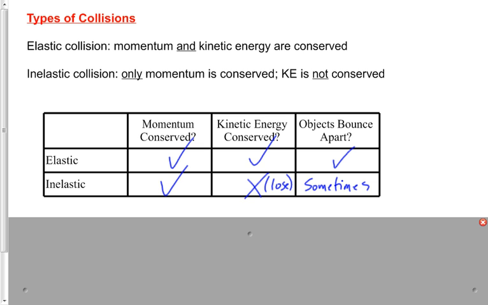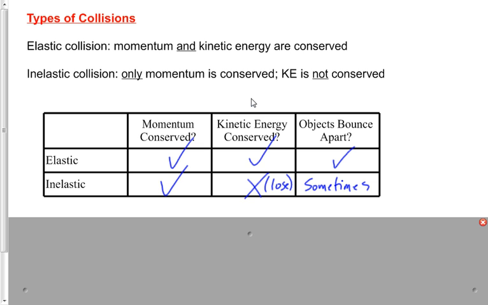What we mean by that is this. Two objects hit each other, they bounce apart. You're going to look at it and say, oh, wait, it's either elastic or inelastic. You don't know. Two objects hit each other, they stick together. It's got to be inelastic because elastic, they always bounce apart. So if they stick together, it's got to be inelastic. If they bounce apart, it could be elastic or it could be inelastic. Does that make sense?